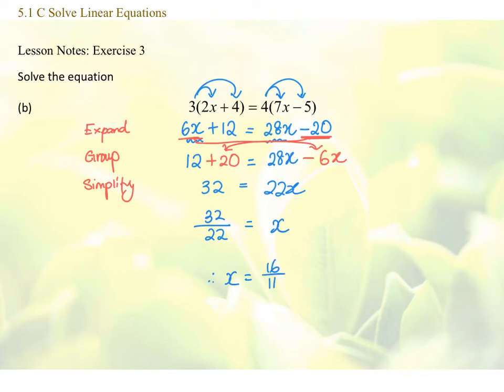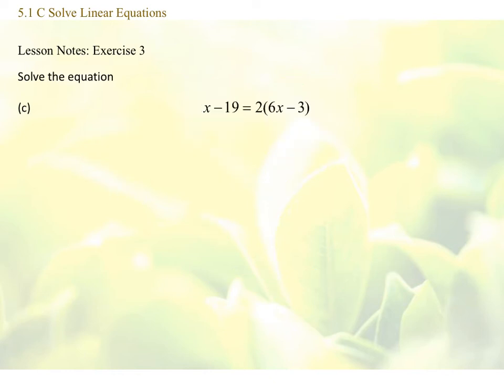Or I can change it to improper fraction. That will be 1 and 5 over 11. Or in this case, if I will have to create a decimal, change it to a decimal place, it will be 1.45 recurring. So the number recurs and repeats from 4 to 5. So this will be the final answer. We would like to try the next few questions on your own first before checking the answers.